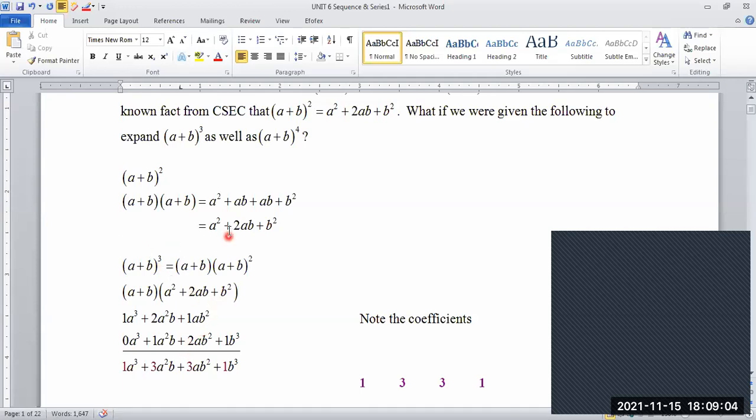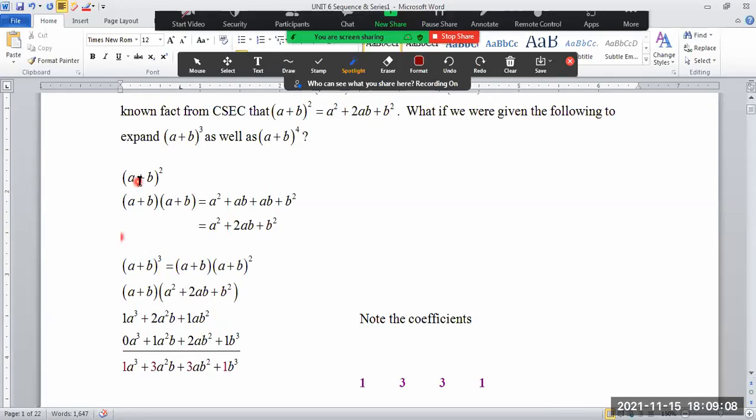Are there any questions as to my derivation of (a plus b) all squared to give me a squared plus 2ab plus b squared, and the derivation of (a plus b) all cubed to give me a cubed plus 3a squared b plus 3ab squared plus b cubed? Any questions with that?